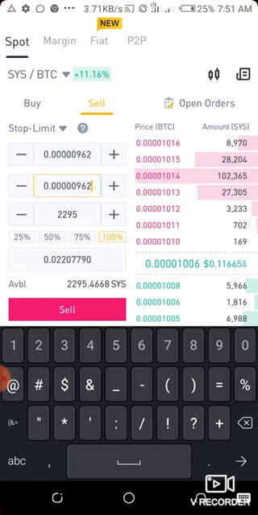If the price decides to go up to 12,000, for instance, you just click on open order and cancel the order. Increase your stop limit. That is, you use that 12,000, that current price, to calculate 5% and place the stop loss.